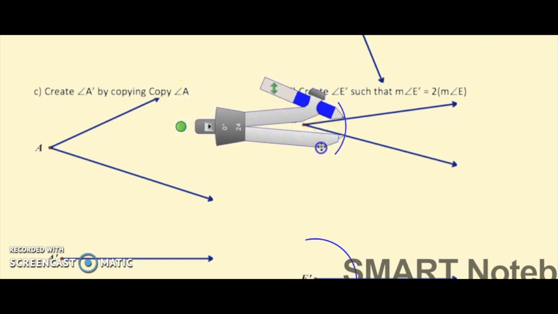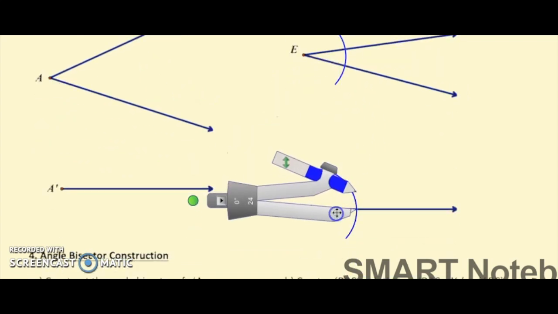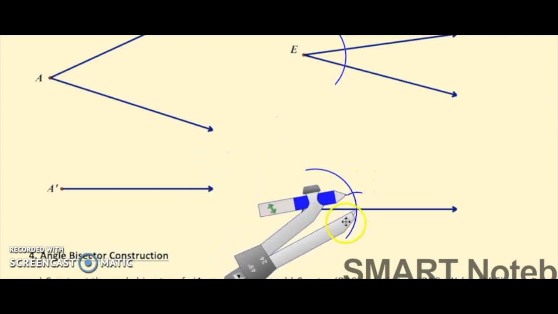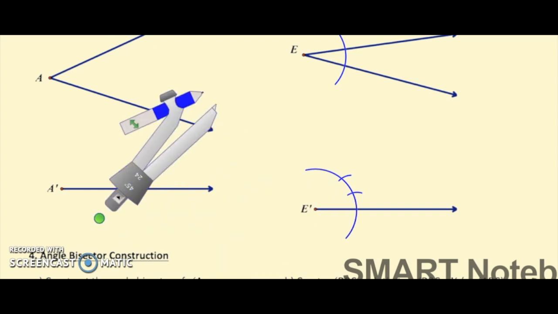And instead of just copying that once down, I'm going to copy it down twice, right? Because I want an angle that's twice as big. So there's 1, and I want double the size, so there's 2. And then I can just connect those. So connect point E prime to that next point, and that will give me the angle that is double the size.